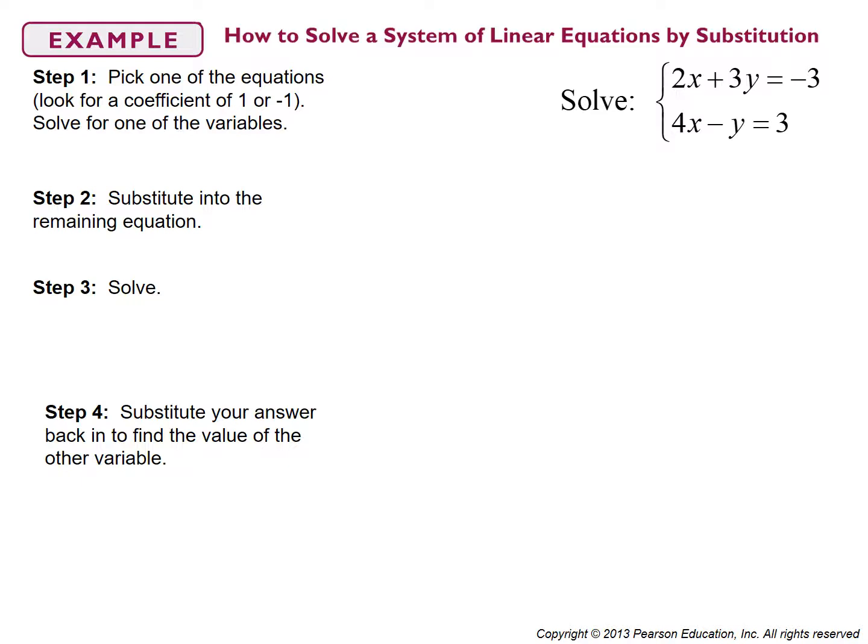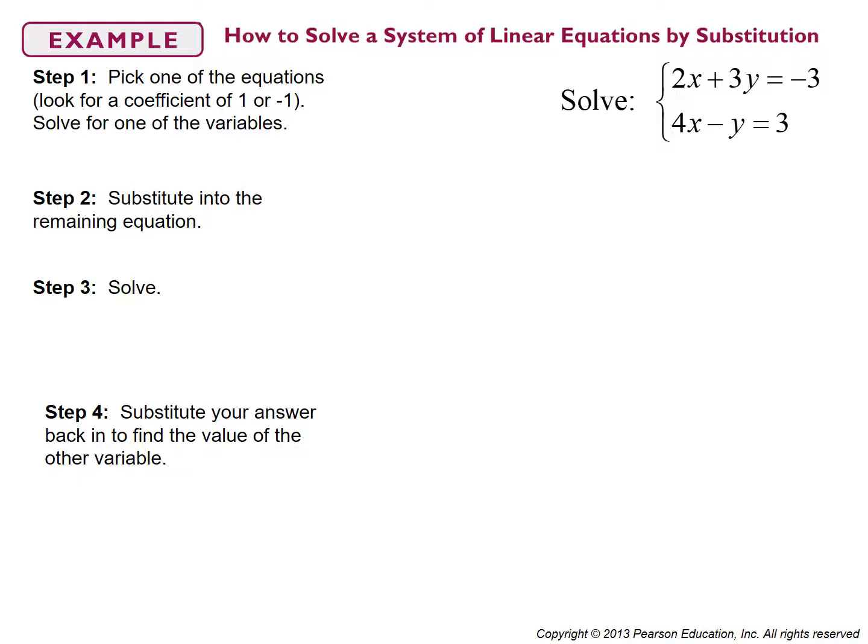So the example we want to solve is the system of equations with 2x plus 3y equals -3 and 4x minus y equals 3. Again, step one is we want to pick one of the equations and solve it for one of the variables. Now in general there are four choices. I can pick the first equation and solve for x, or the first equation and solve for y. I can pick the second equation and solve for x, or the second equation and solve for y.